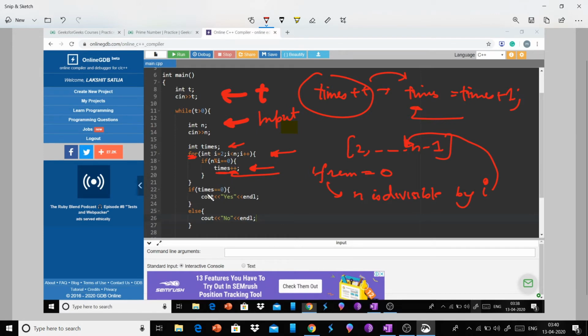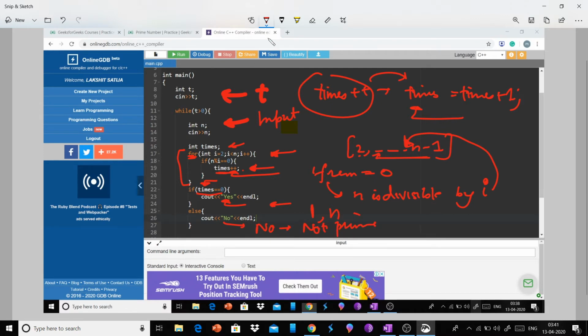And now the loop ends, right? If times is equal to 0, what does this mean? The number is not divisible by any of the numbers 2 to n minus 1, right? So we will do cout yes because it is only divisible by 1 or n, right? If it is not equal to 0, right? Then we have done cout no, which tells that the number is not prime, right?